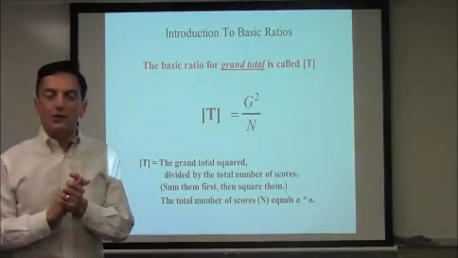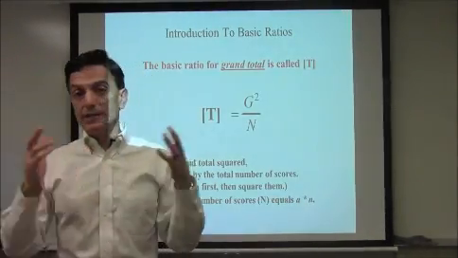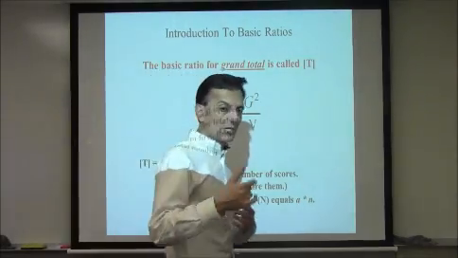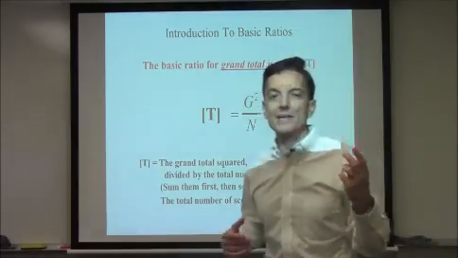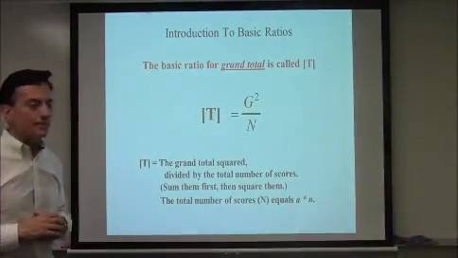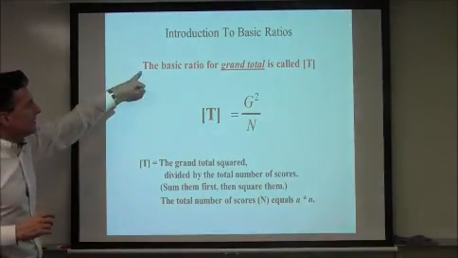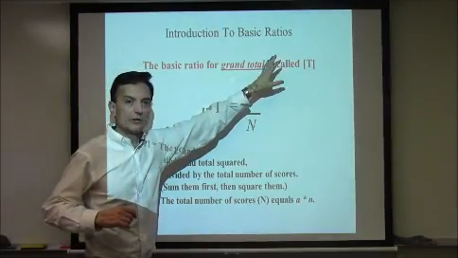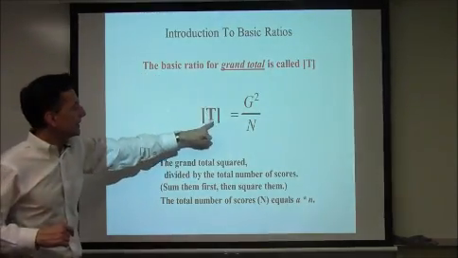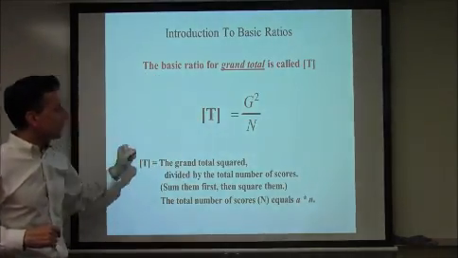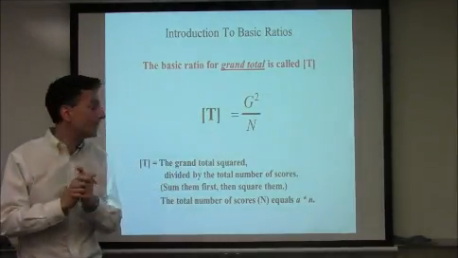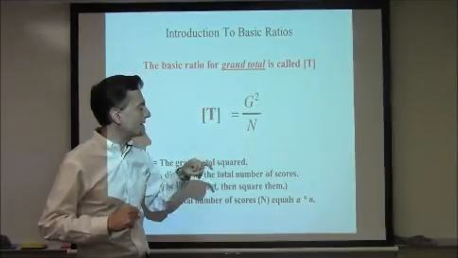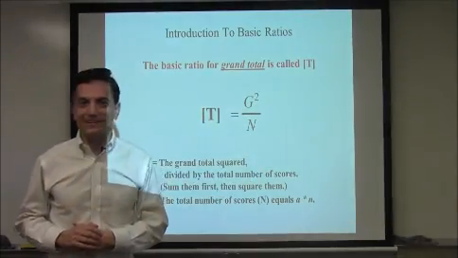Okay, we'll move on now to our third and final basic ratio, at least for today's conversation. In future conversations, we'll have additional basic ratios, but we'll always be building on the Y, A, and T that we've introduced today. So here's our final basic ratio, and this is the one for the grand total. It's called T. As always, it's a capital letter inside of brackets. And what we're going to do is take the grand total of all of our scores summed together, and we're going to square that, and we'll divide that by capital N.